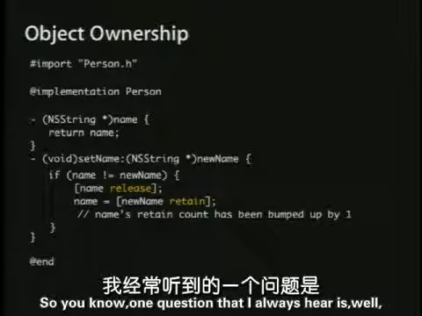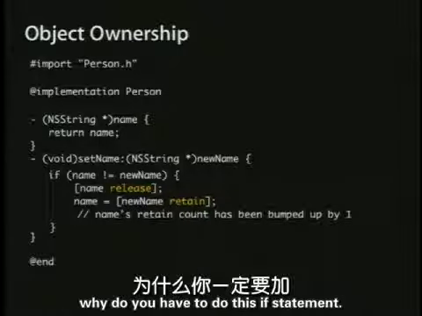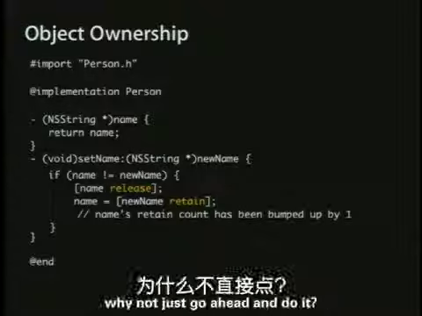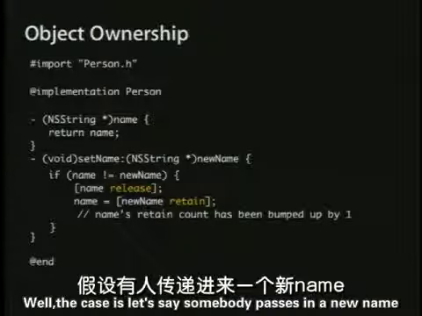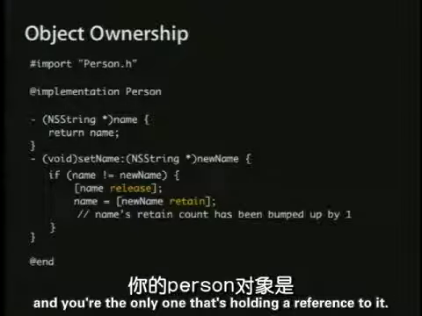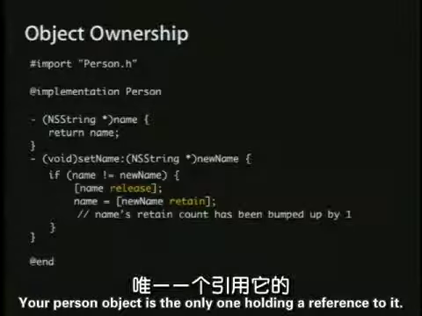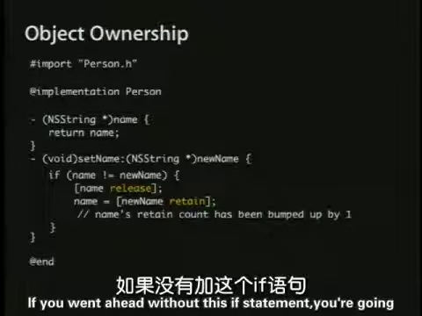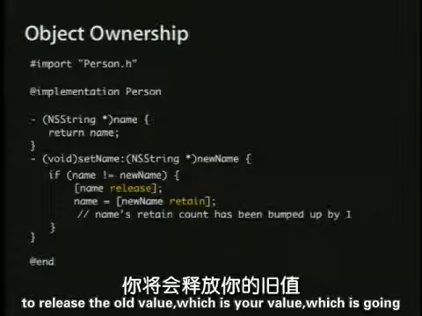Because we have this object ownership case, what we want to do is check to see if the value that's passed in is the same as the one that we already have. If it's not, then we go ahead and release the old object so that its retain count gets decremented. And then we're going to retain the new object that comes in and assign it to our local variable.